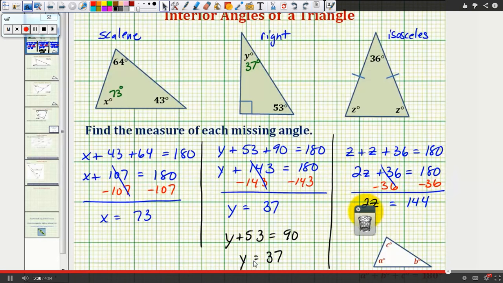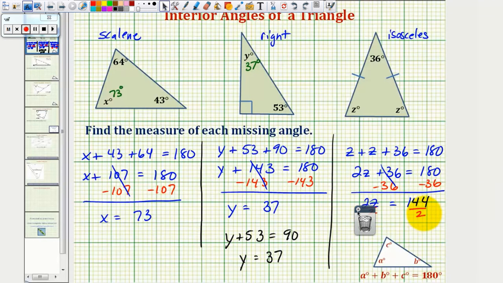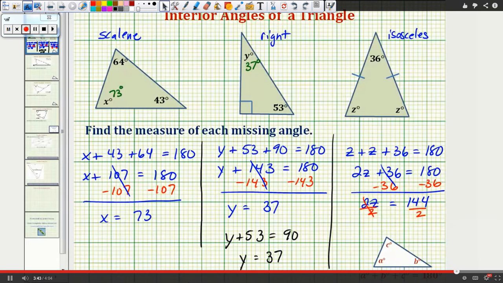And now to solve for z, we divide both sides by 2. So we have z equals 144 divided by 2 equals 72. And therefore the two missing angles, which are equal in measure, both measure 72 degrees. I hope you found this helpful.